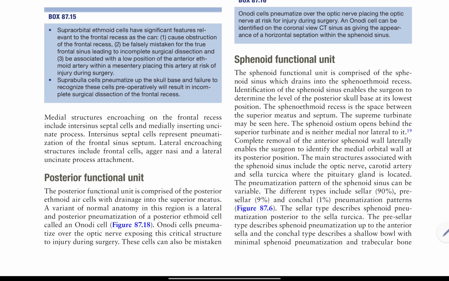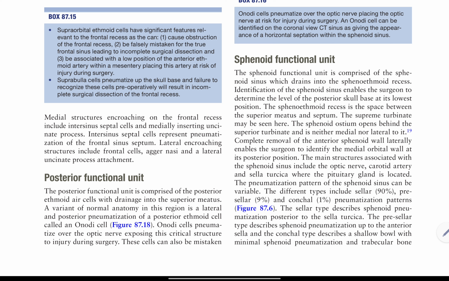of injury during surgery. Suprabullar cells pneumatize up the skull base, and failure to recognize these cells preoperatively will result in incomplete surgical dissection of the frontal recess. Medial structures encroaching on the frontal recess include intersinus septal cells and a medially inserting uncinate process. Intersinus septal cells represent pneumatization of the frontal sinus septum. Lateral encroaching structures include frontal cells, agenesis, and a lateral uncinate process attachment.